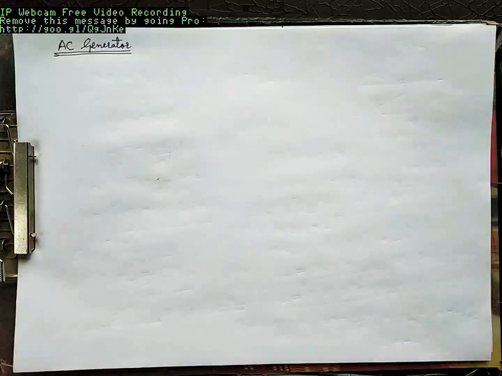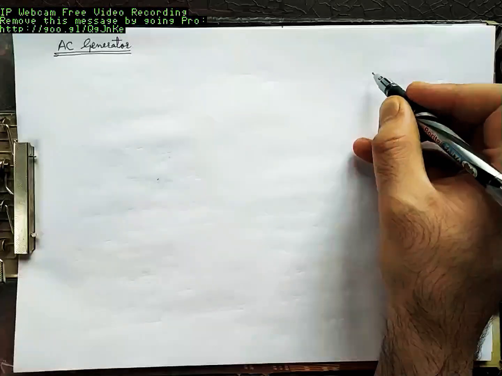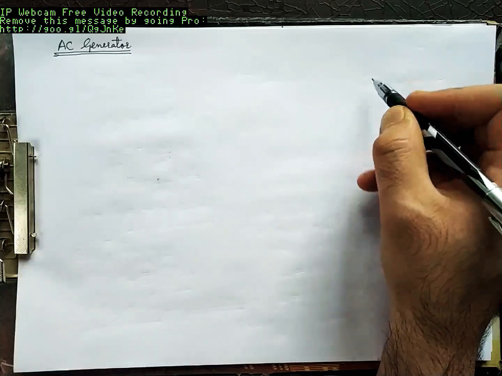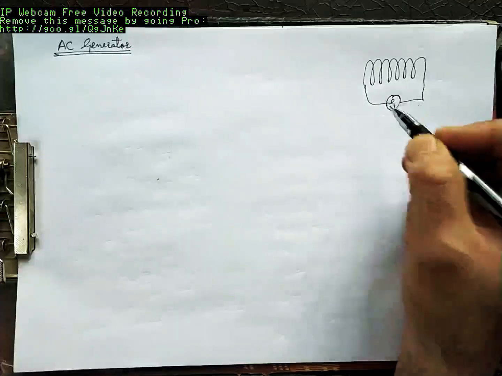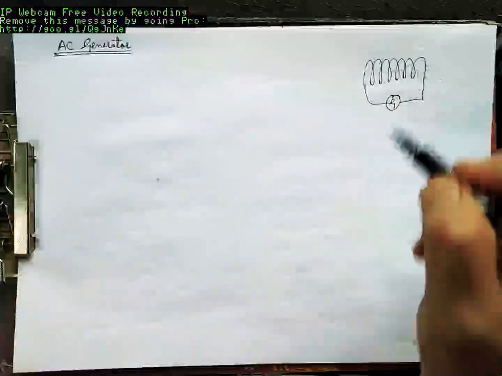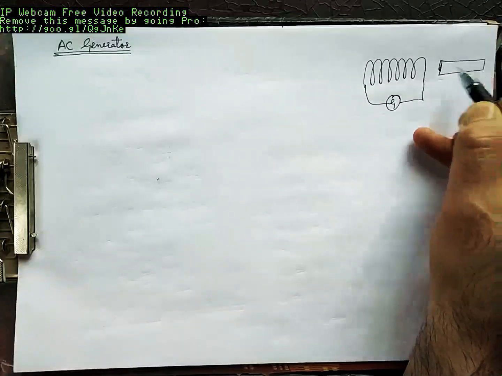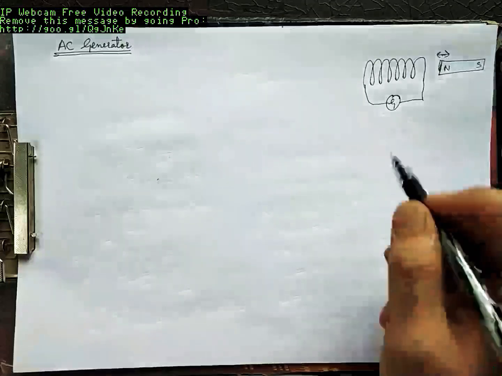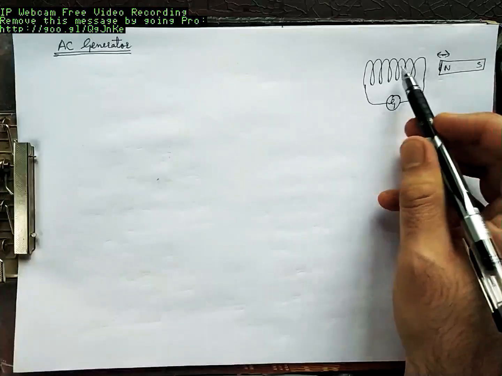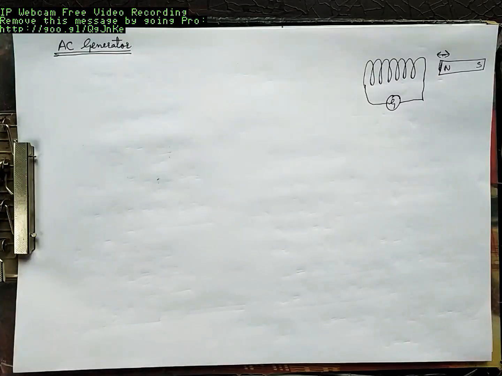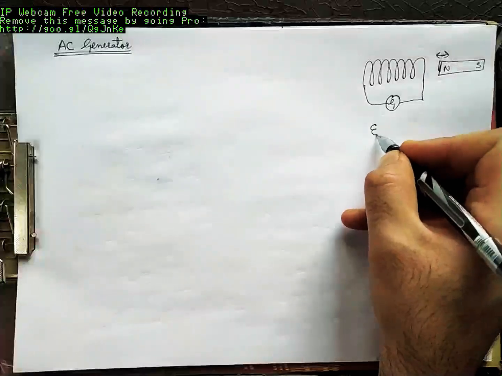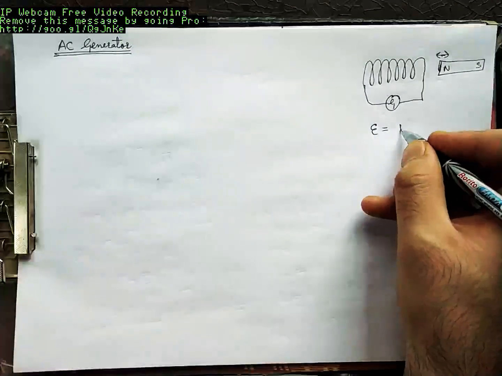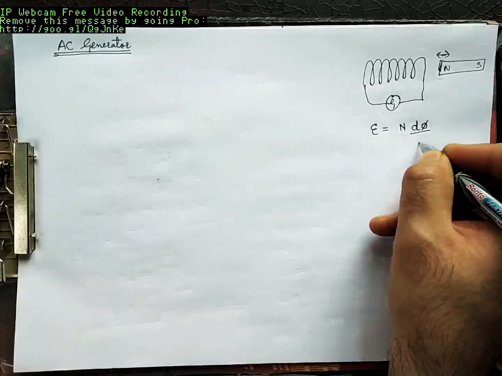If you remember what we have discussed till now, if you have a coil connected to a galvanometer and this coil experiences a change in magnetic flux, there will be an EMF induced in the coil, where the EMF induced E, according to Faraday's law, is proportional to the number of turns and the rate of change of flux.